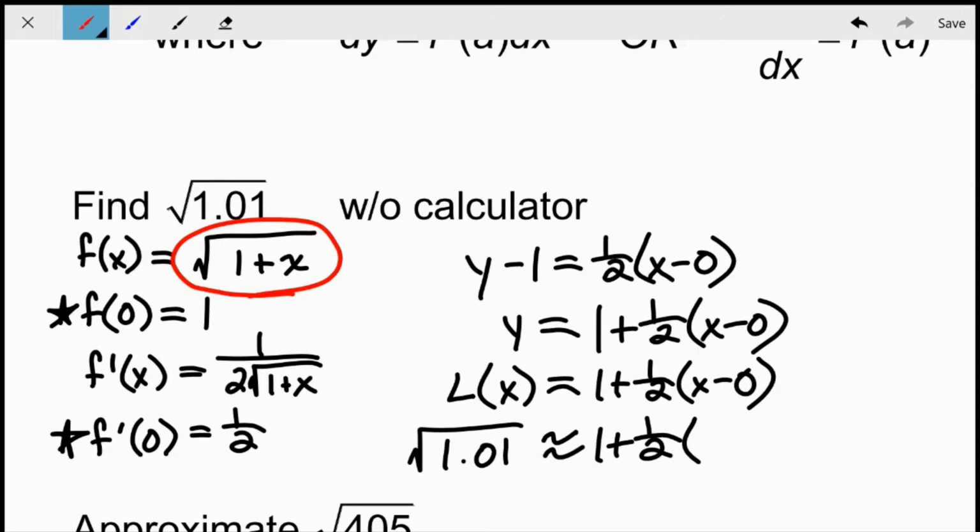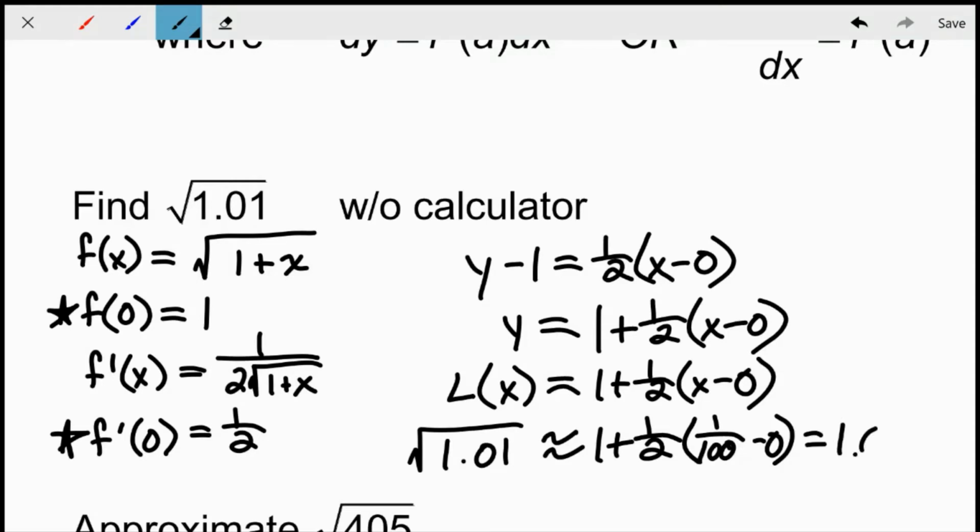Go back to the original form of our function: the square root of 1 plus x. To make that into the square root of 1.01, I need to add 0.01, or 1 over 100. So that makes this 1 over 100 minus 0. In the end, I have 1 plus 1 over 200, which is about 1.005. And if you plug the square root of 1.01 into your calculator, you'll see that it's very, very close to the actual value.